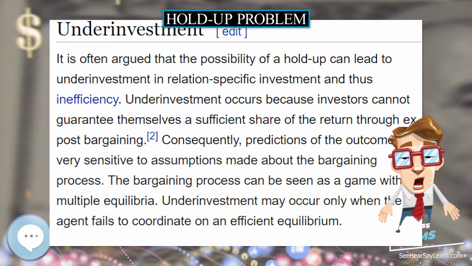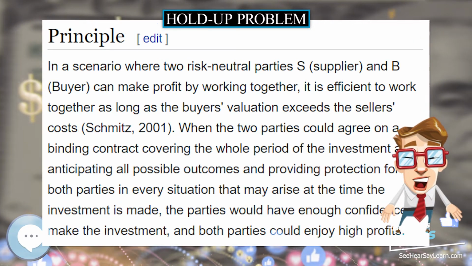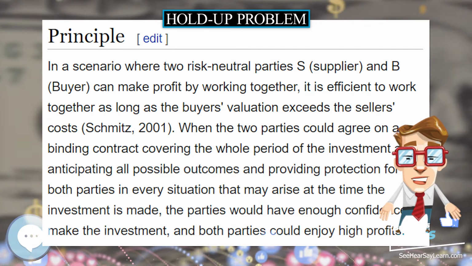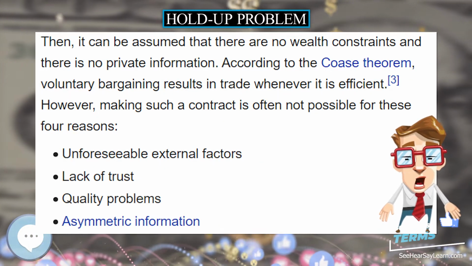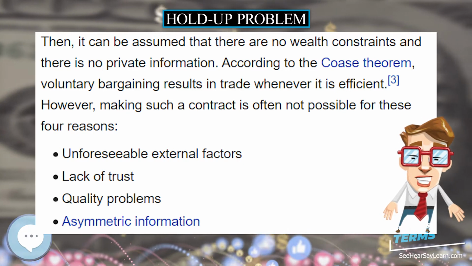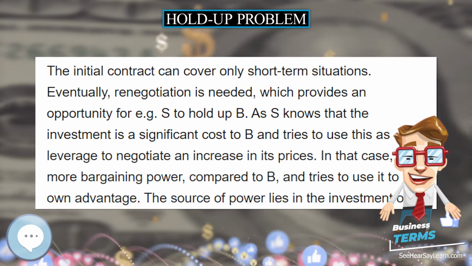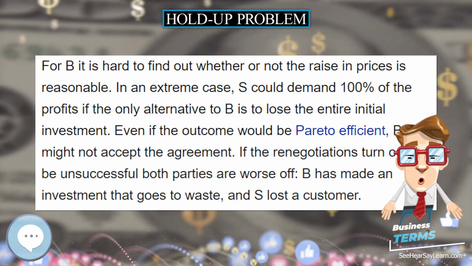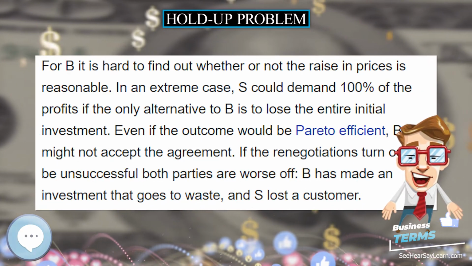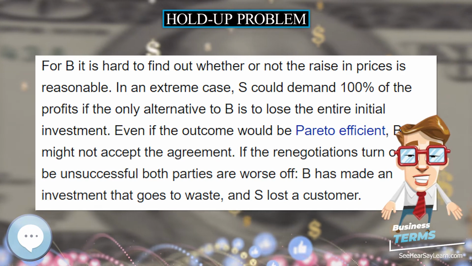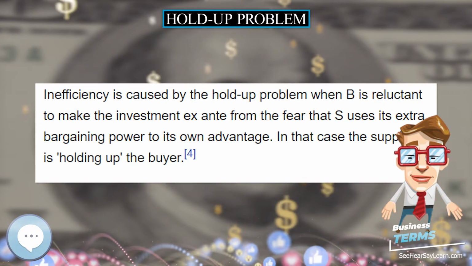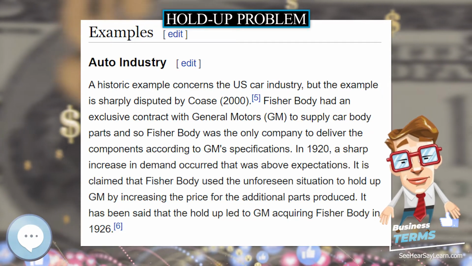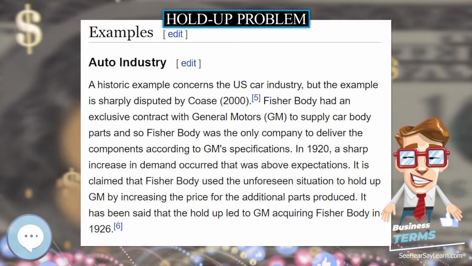However, making such a contract is often not possible for these four reasons. The initial contract can cover only short-term situations. Eventually, renegotiation is needed, which provides an opportunity for example S to hold up B. As S knows that the investment is a significant cost to B, it tries to use this as leverage to negotiate an increase in its prices. In that case, S has more bargaining power, compared to B, and tries to use it to its own advantage.